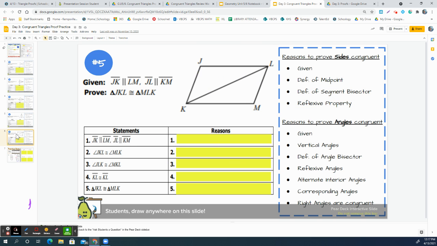Last one, so exciting. This is definitely the hardest one, just so you know. JK, ooh, why is that doing that weird thing? JK is parallel to LM. So JK is, why is it giving me boxes? What did I do? Oh. Boom. JK, let me erase that.